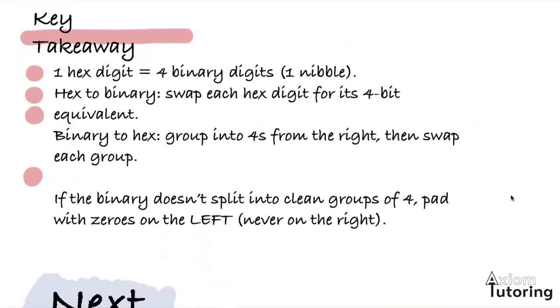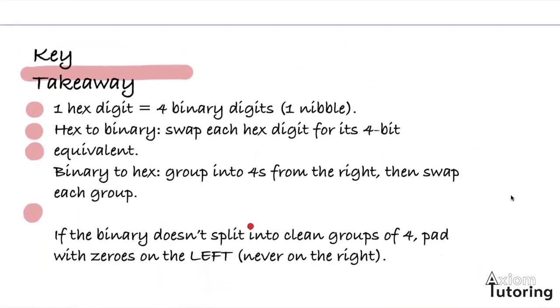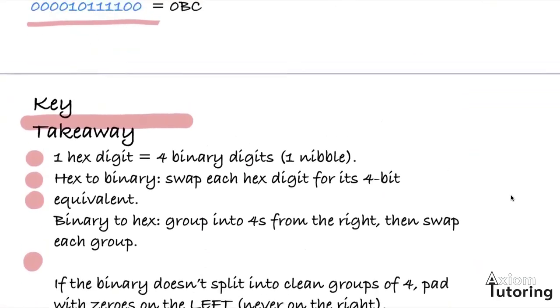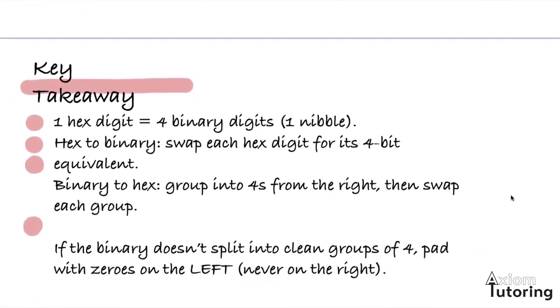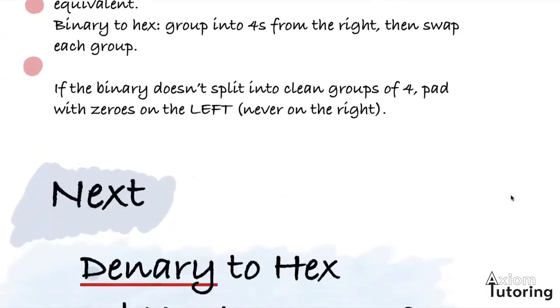A key point to remember is that if the binary doesn't split into clean groups of 4, meaning if the binary number has a number of digits that is not divisible by 4, then we pad with zeros on the left. We never do it on the right. This one is very important.